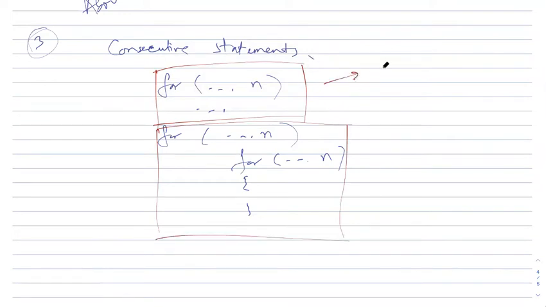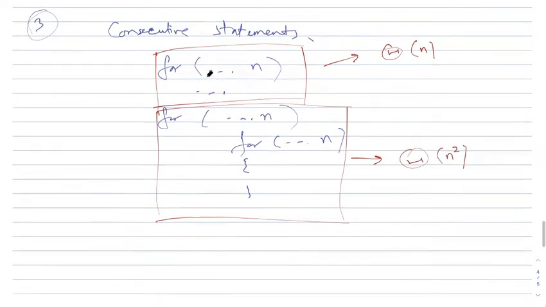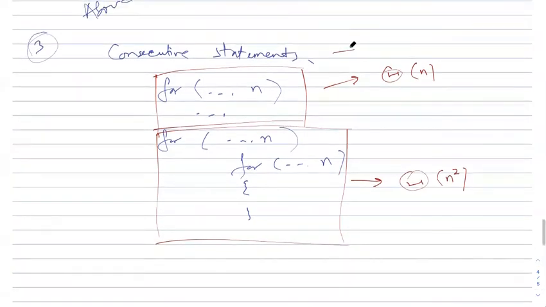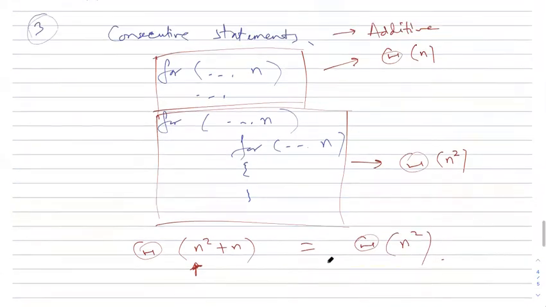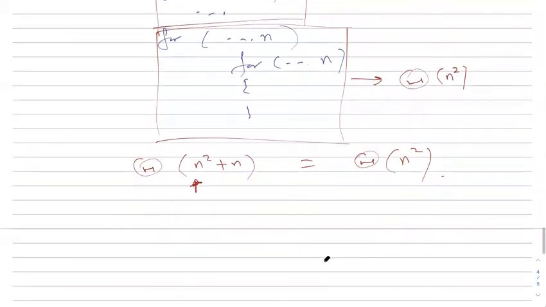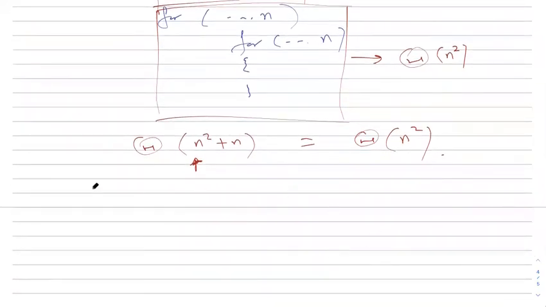So this is running big theta of n, correct? This is running big theta of n square. So consecutive statements you add. Consecutive statements become additive in terms of cost. So therefore, it's going to be big theta of n square plus n. And you look at what is the highest order here? N square. So this is going to be big theta of n square. Is that clear?